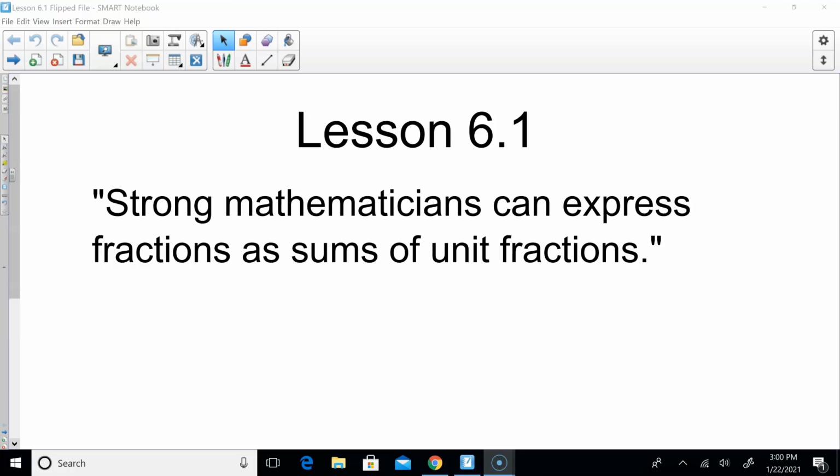Welcome, class, to Lesson 6-1. Strong mathematicians can express fractions as sums of unit fractions. So today, get out your notebook, your pencil, and let's get started.